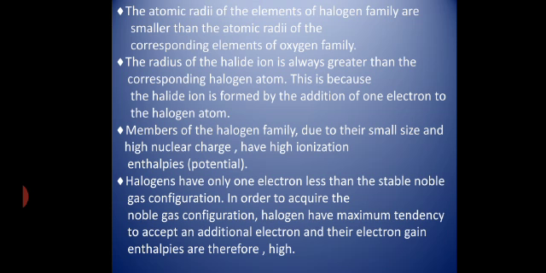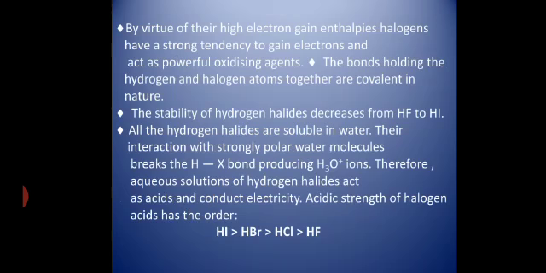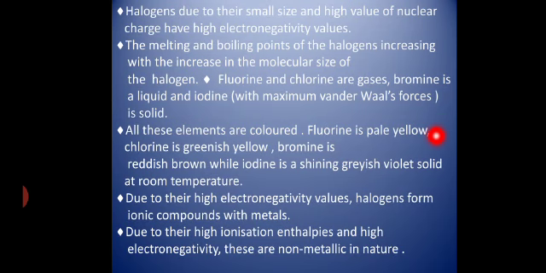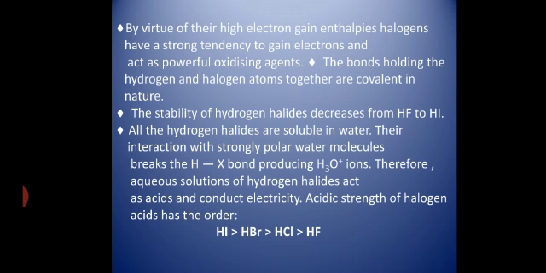Now, next, by virtue of the high electron gain enthalpies, halogens have a strong tendency to gain electrons and act as a powerful oxidizing agent. Being strongly electronegative, halogens have a strong tendency to accept an electron to form anions. Not only chlorine but all halogens act as a strong oxidizing agent. Note this: the oxidizing power of halogens decreases from fluorine to iodine.